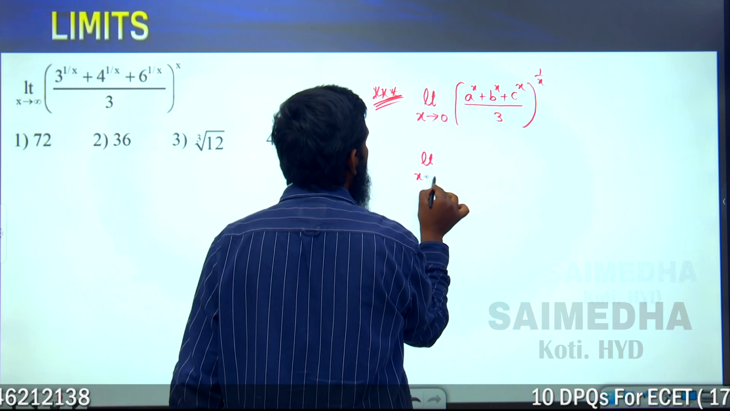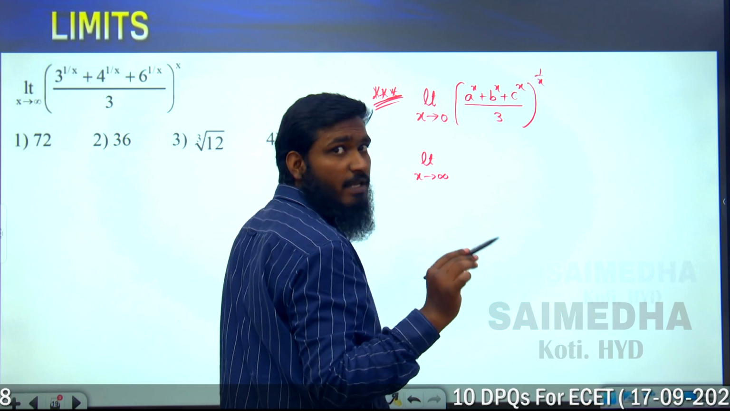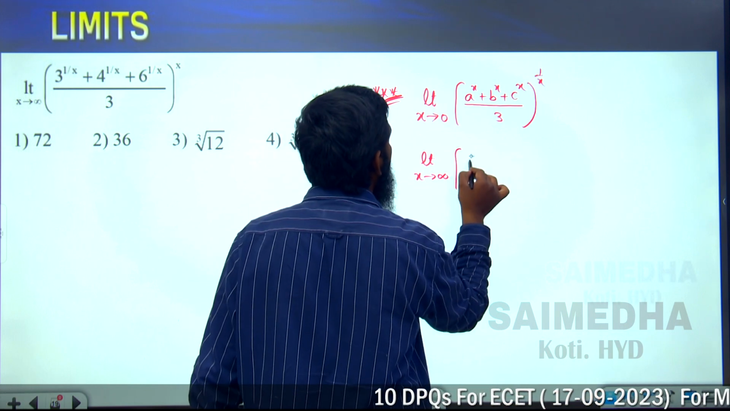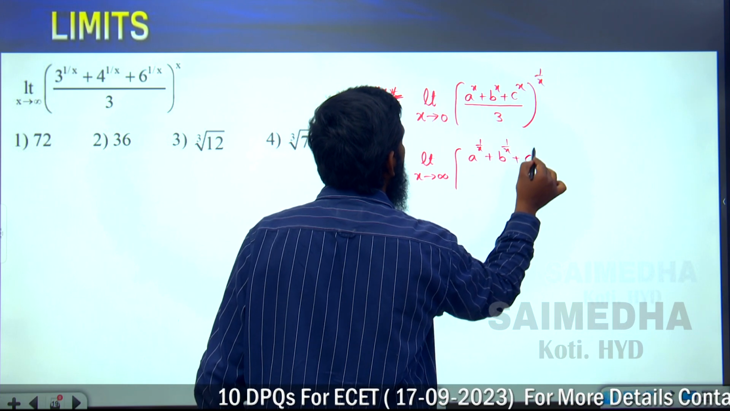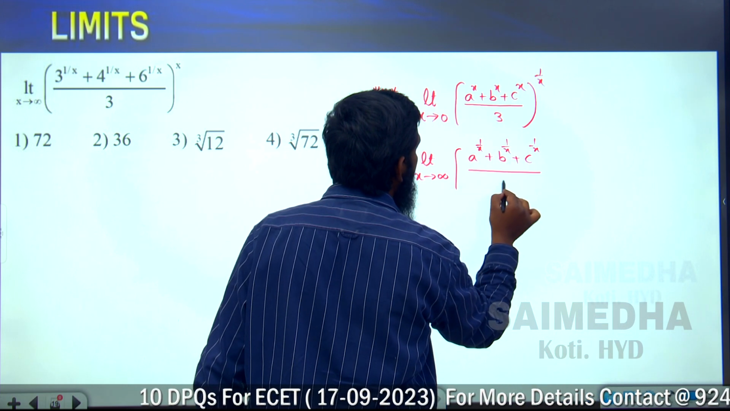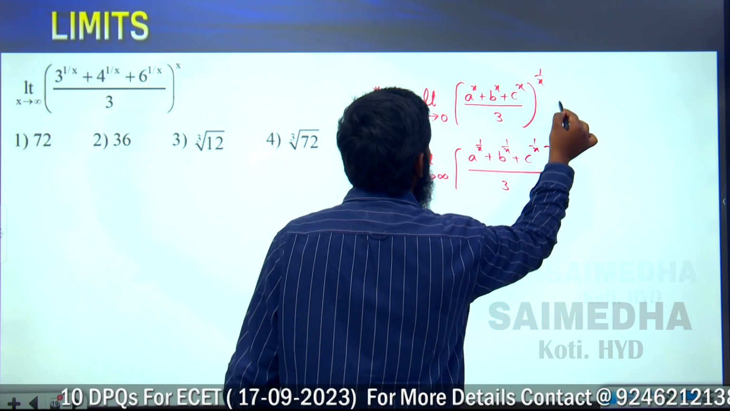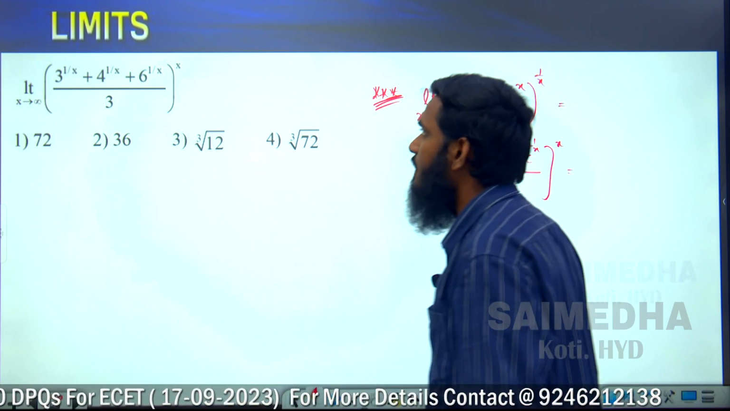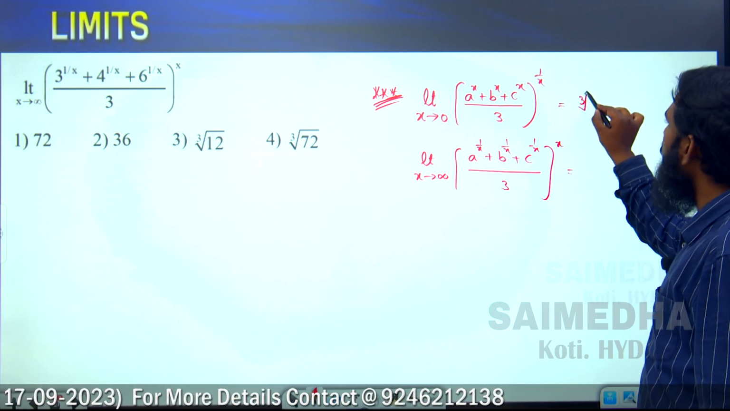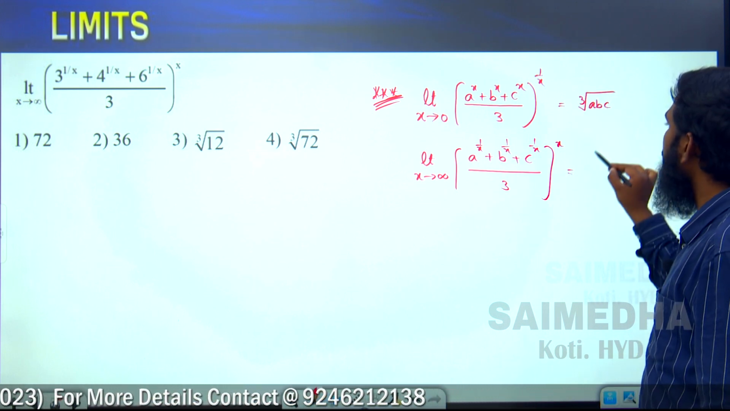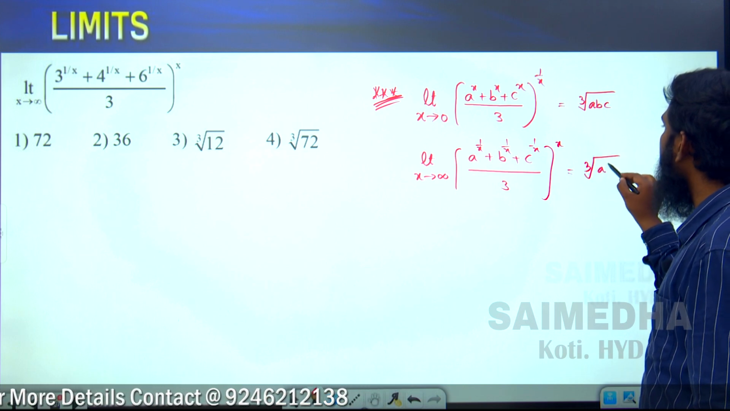Similarly, limit x tends to infinity. If you take limit x tends to infinity, then what we take is (a^(1/x) + b^(1/x) + c^(1/x)) divided by 3, whole power x. Okay, this part we have taken over here. Now for both of these conditions we have the formula as cube root of abc. For this also, cube root of abc.